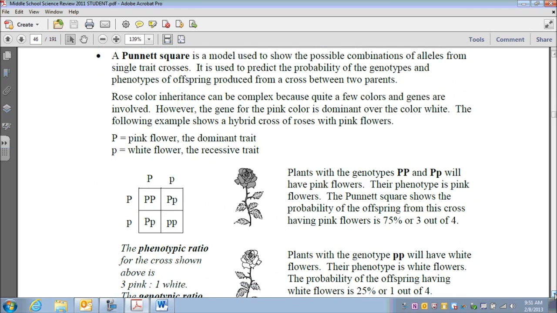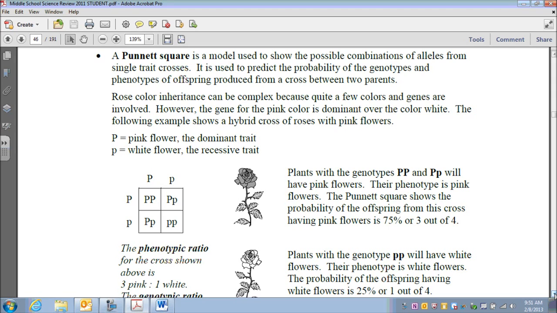A Punnett square is a model used to show the possible combinations of alleles from a single trait cross. It is used to predict the probability of the genotypes and phenotypes of offspring produced from a cross between two parents. You can see an example of a Punnett square below.